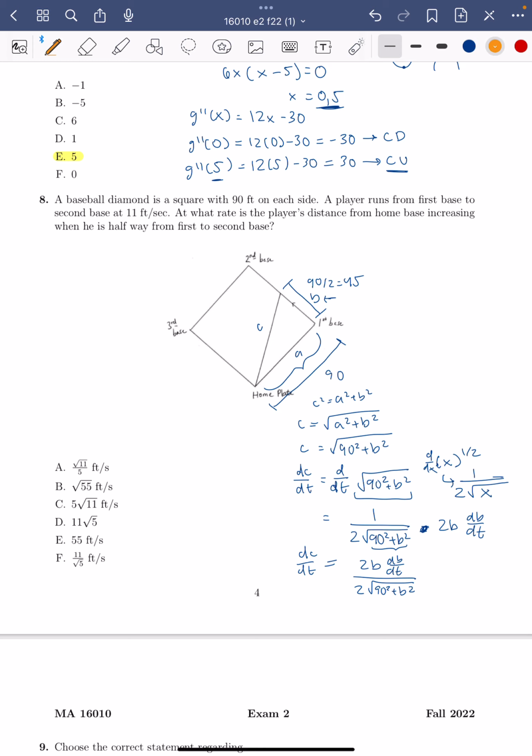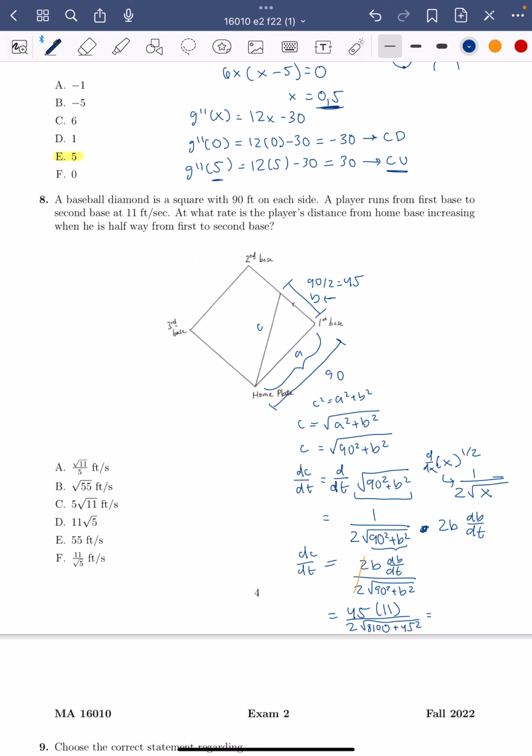Now let's simplify this a little bit. We can cancel out the 2's. And then we're trying to find it when the player is halfway between the two bases. Plus, we know that the player's rate from first to second base is 11 feet per second. So let's go ahead and plug in those two numbers. We get that B is 45, times db dt is 11 feet per second, over 2 square root of 90 squared is 8100 plus B squared is 45 squared, because half of 90 is 45.